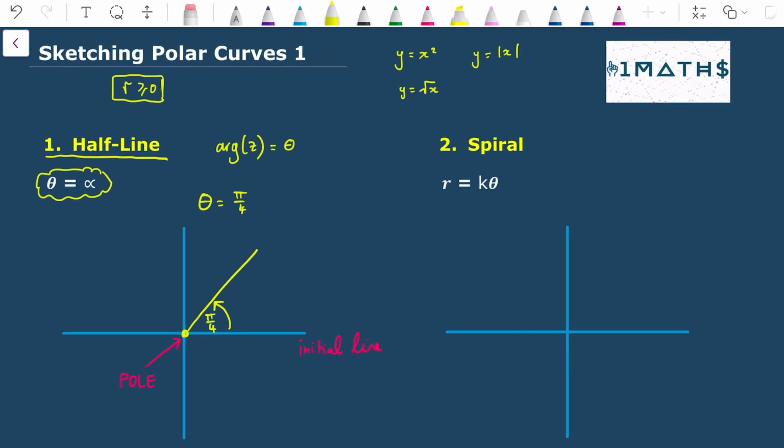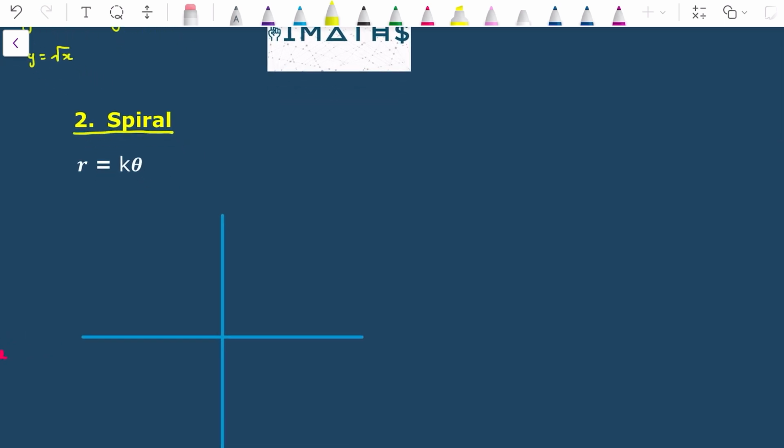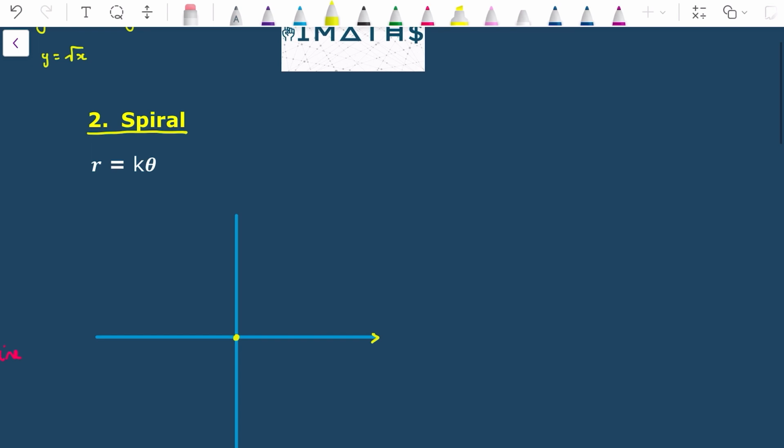The second equation we'll look at is one where I actually end up getting a spiral. So if we think about this, r equals k theta, this means that the radius is equal to some constant multiplied by the angle. So as the angle increases, as theta gets bigger, obviously my radius is going to get bigger. And I end up getting something that looks like this, so I start out here, and it just spirals, gets a little bit bigger each time.